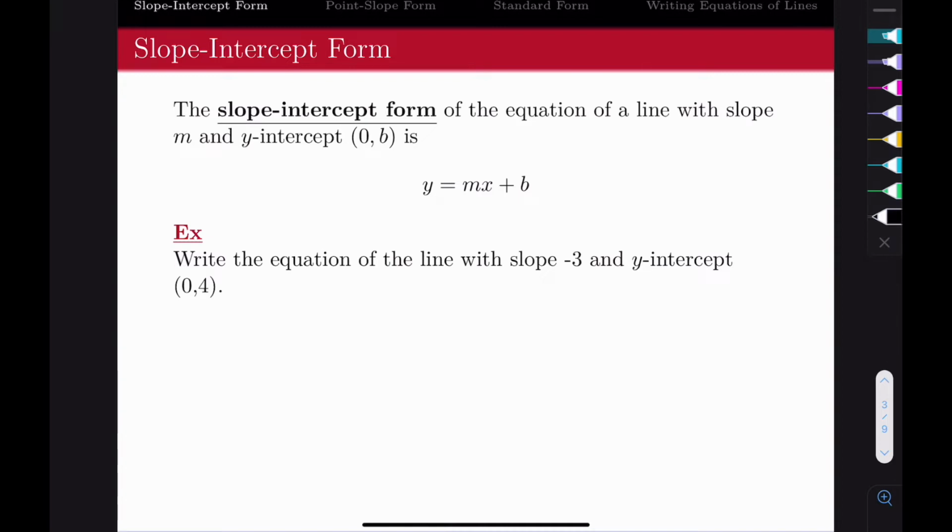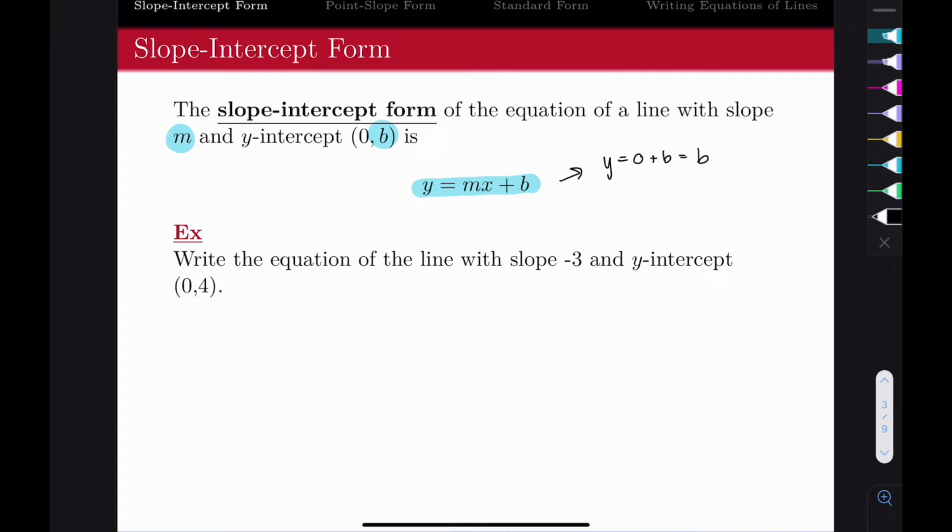If you have a slope m and a y-intercept of (0, b), the equation of a line in slope-intercept form is y equals mx plus b. The reason is that if you plug in x equals 0, this would give you y is equal to 0 plus b, or y equals b. So that is going to be your y-intercept. And then the slope out front indicates that rise over run.